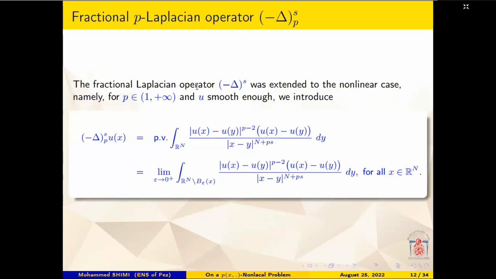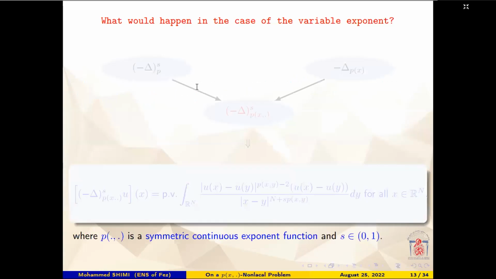This operator can be extended to the nonlinear case, normally for p belonging to (1, +∞) and u a smooth function. We introduced the fractional p-Laplacian operator. So as a question, what happens in the case of the fractional or in the case of the variable exponent? On the one hand, in the constant case we have the fractional Laplacian operator. On the other hand, in the case of a variable exponent, we have the classical p(x)-Laplacian operator.